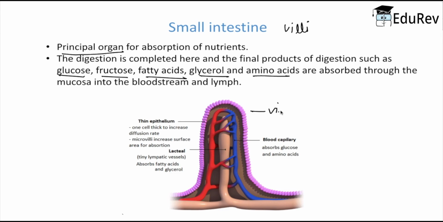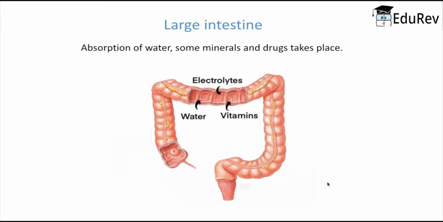So this is the villi we are talking about, which is present in the small intestine, and all these nutrients that we have just talked about get transported directly into the blood inside the villi and through all parts of the body. And now in the large intestine, the absorption of water, some minerals and drugs takes place. It means the undigested or unabsorbed materials that travel inside the large intestine get absorbed simultaneously, the molecules being water, vitamins, electrolytes and some other minerals, till the unabsorbed material becomes the feces and gets out of the body.